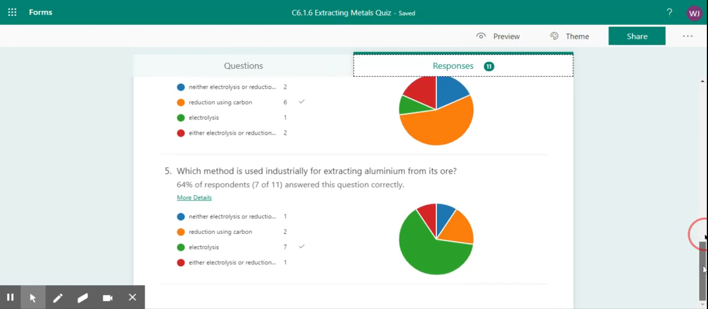Question 5. One more of you got this right. The correct answer for which method is used industrially for extracting aluminium from its ore is electrolysis. Two of you put reduction using carbon, but if you look at the reactivity series, aluminium's above carbon, and therefore the displacement reaction wouldn't work because carbon's less reactive than aluminium, and therefore it can't displace it from the ore.